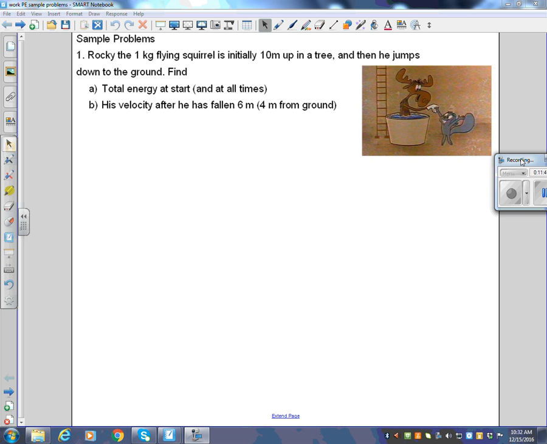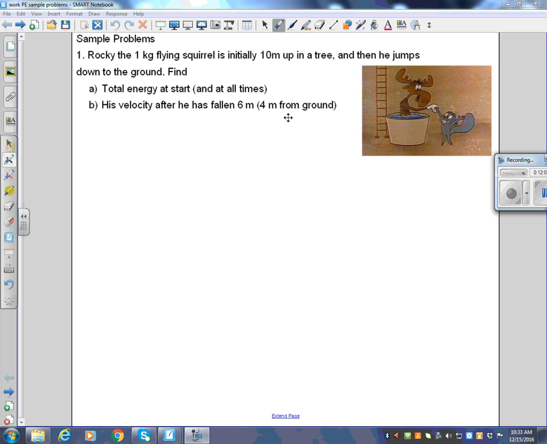Okay, so Rocky, the 1 kilogram flying squirrel, is initially 10 meters up in a tree and he jumps down to the ground. Find his total energy at the start, his velocity after he's fallen 6 meters, or he's 4 meters from the ground. So basically, I'm redoing that question that we just did. Right? You guys could probably do this, in fact, based on that, no?